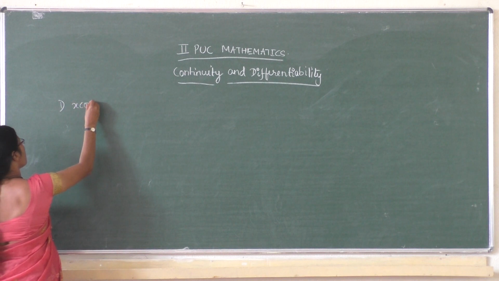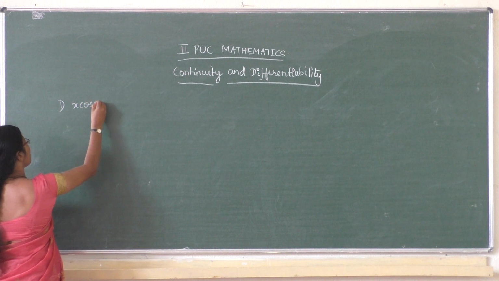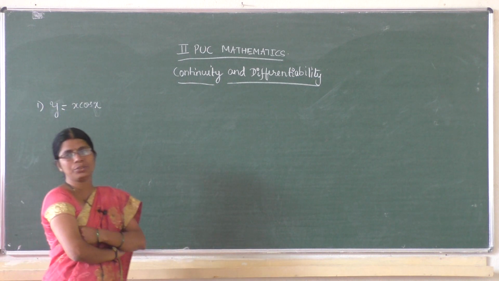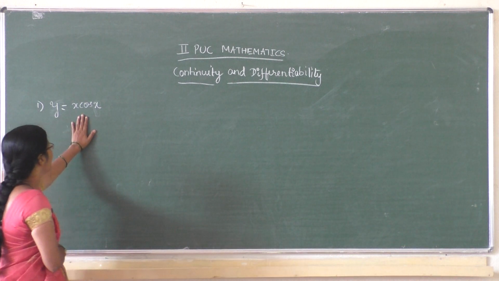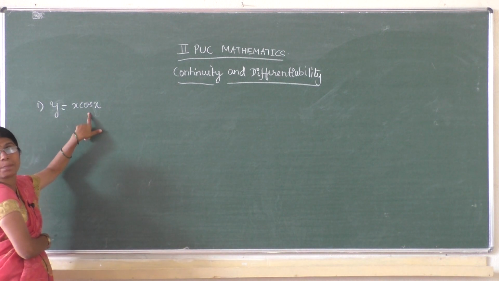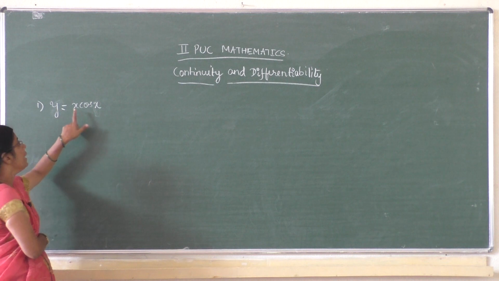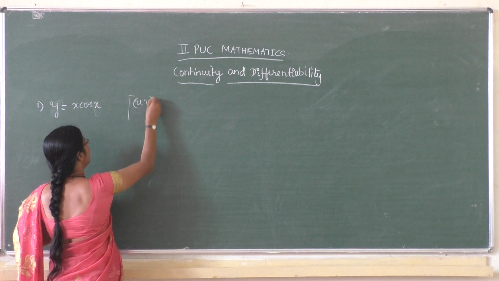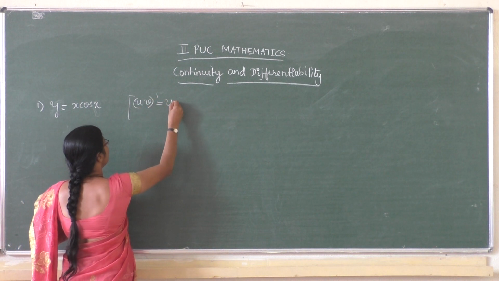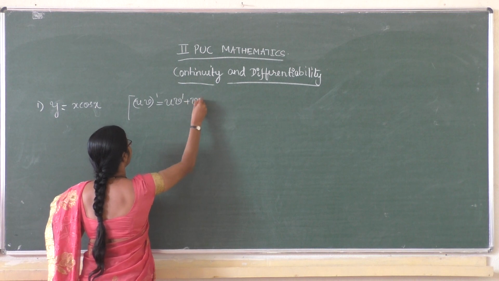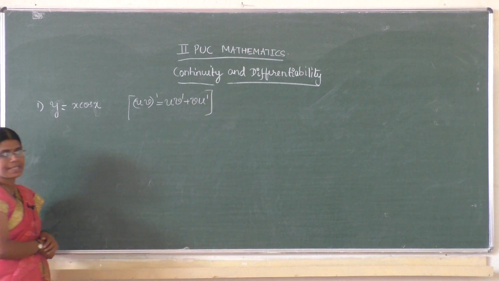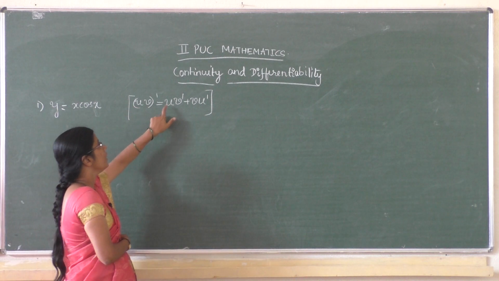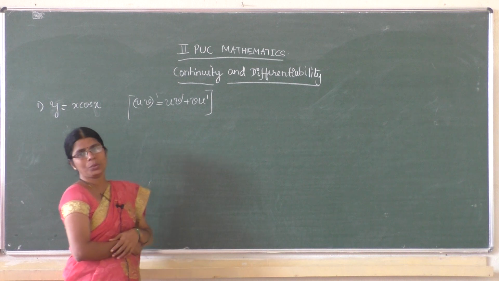The next function is x into cos x. We take this as y, so y is equal to x into cos x. Here x into cos x is a product of two functions, u into v. We know the product rule: (uv)' is equal to u v dash plus v u dash. Clear? This is the product rule.